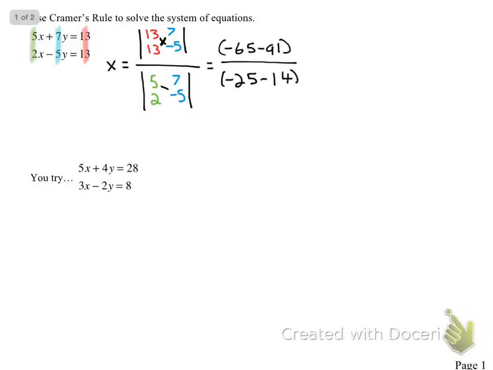All right, remember, in finding the determinant of a 2 by 2, you will find the difference of the diagonals. All right, so find the difference of the diagonals in the numerator, difference of the diagonals in the denominator. You get negative 156 over negative 39, and x would equal 4. All right, y, solving for y.